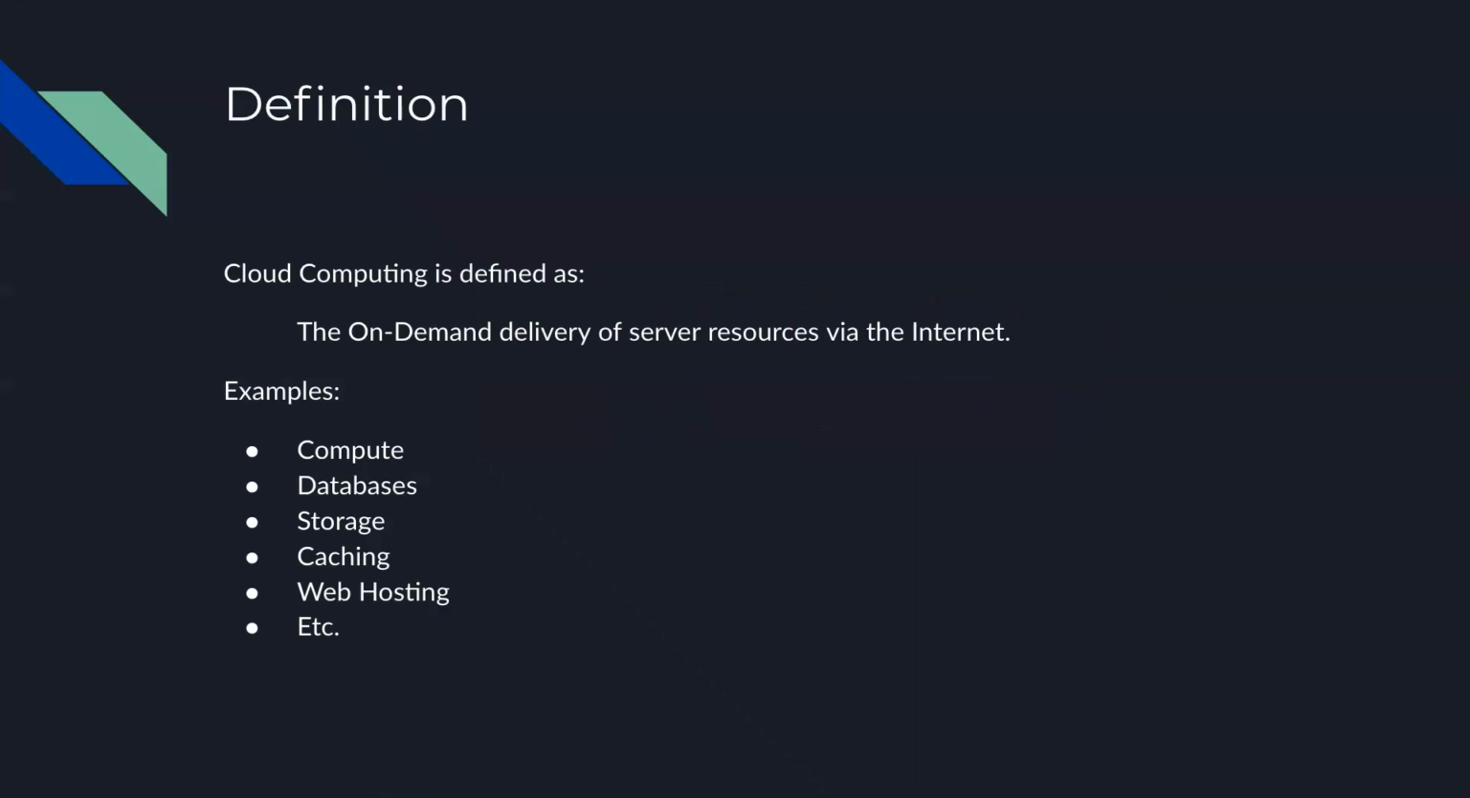So what is cloud computing? The official definition is an on-demand delivery of server resources via the internet. That's it. That's all it is. So what do we mean by server resources? Things that we could provide in cloud computing are things like compute power, CPU cycles, databases, storage on disk or in memory, any kind of caching service, and web hosting. Those are the typical types of things that we talk about when we say this is cloud computing.